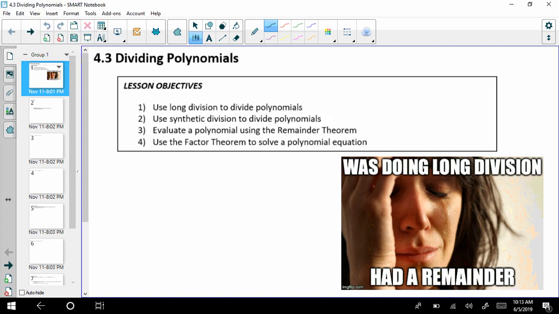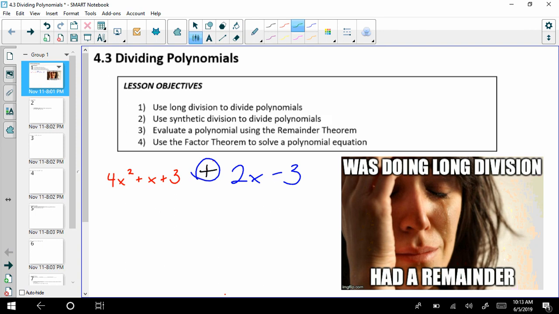Lesson 4.3 is often notorious in my classroom because it's on the dreaded division of polynomials. Up until now, we have added polynomials. So if I gave you something like this, plus, we know that we could combine like terms and add them together. We could also do the same thing if we did subtraction.